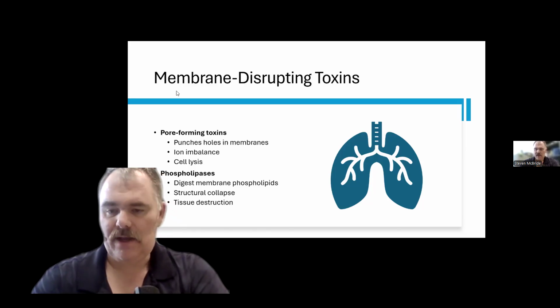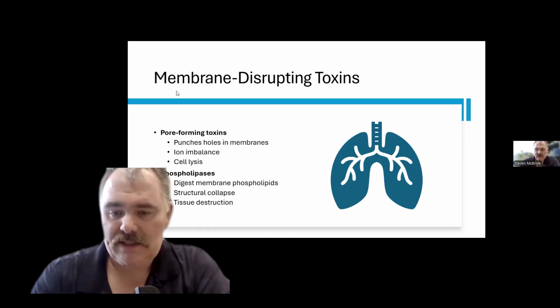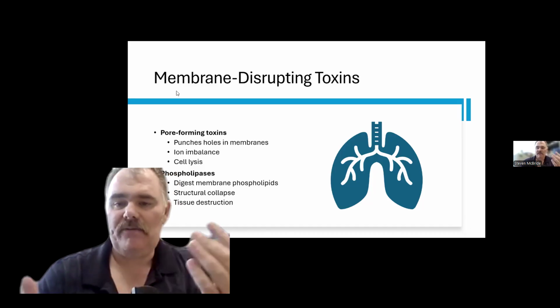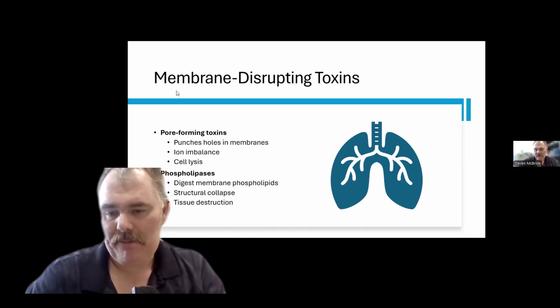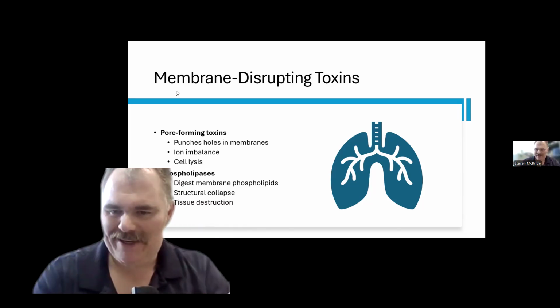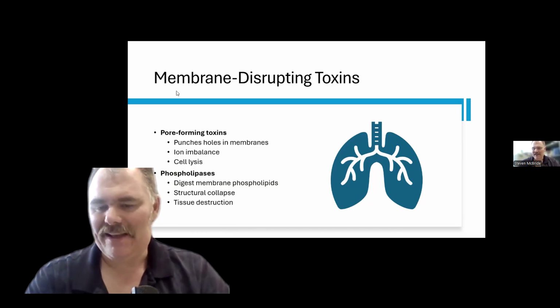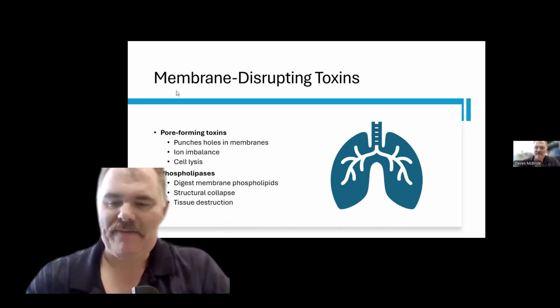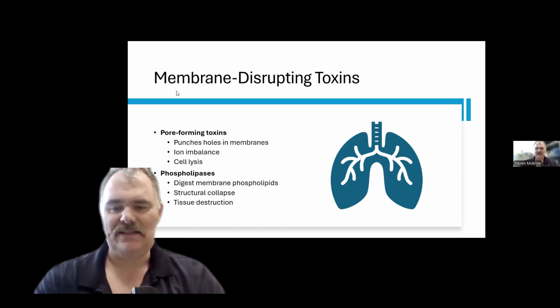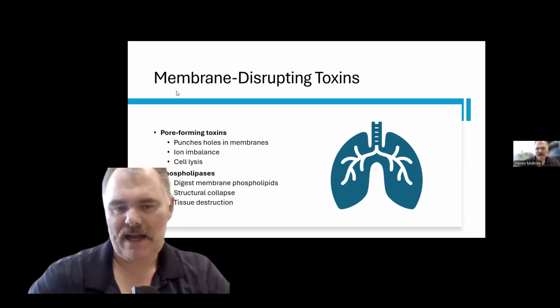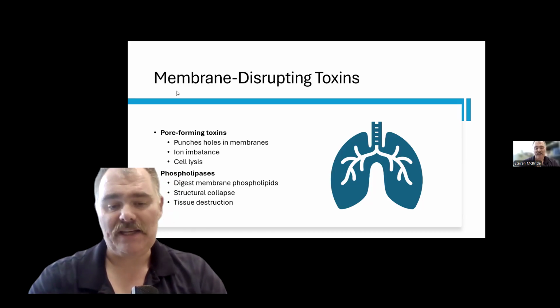Another strategy is to chemically digest the membrane itself. Alpha toxin from Clostridium perfringens is a phospholipase. Rather than creating holes, it breaks apart phospholipids that make up the membrane. The membrane falls apart because they're no longer built together, and then the cell rapidly lyses. These are different mechanisms that have the same outcome, which is dead cells and damaged tissues, which is in complete opposite of those AB toxins that were primarily changing cellular function.